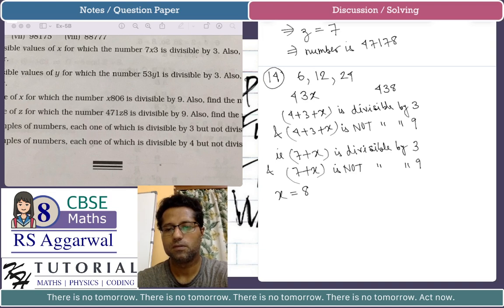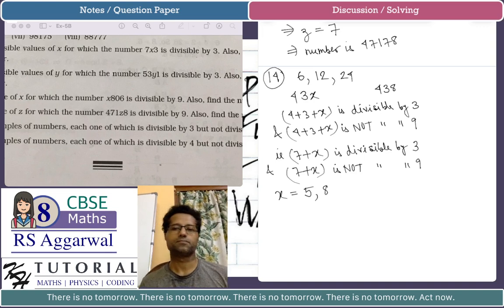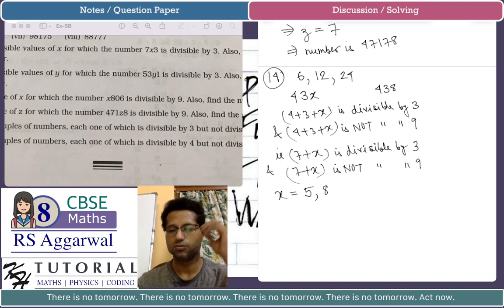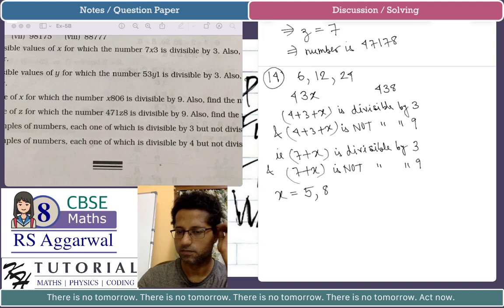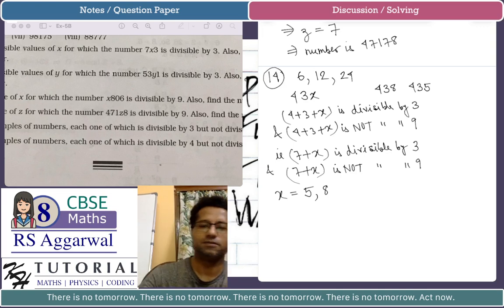Oh, sorry, we could have also considered x as 5. If we consider x as 5 as well as 8, then we can see that 7 plus 5 is 12. It is divisible by 3 and not divisible by 9. Also, 7 plus 8 is 15. It is divisible by 3 and not divisible by 9. So I can have the three-digit numbers like 438 and 435. These are divisible by 3 and not divisible by 9.